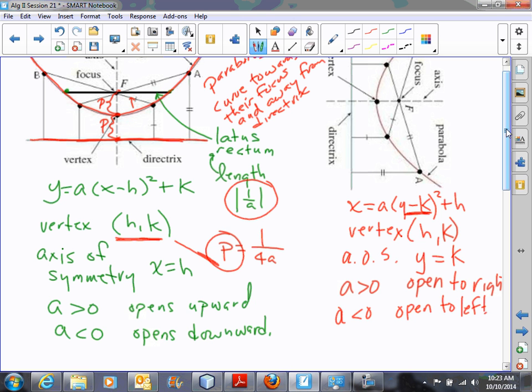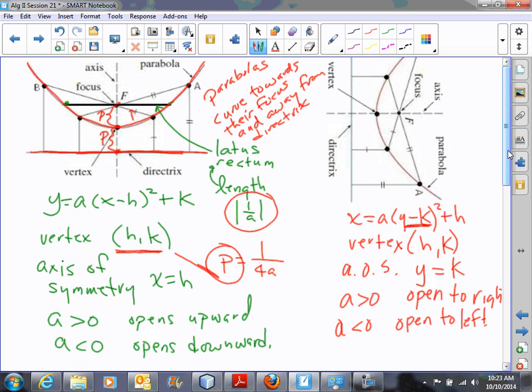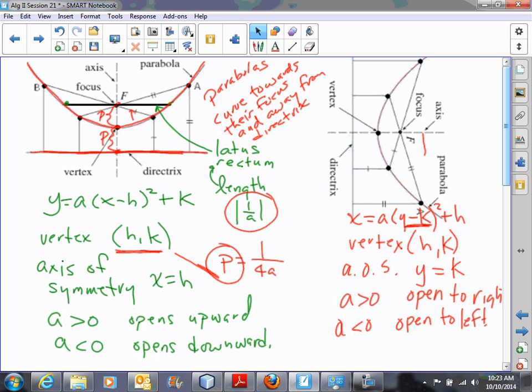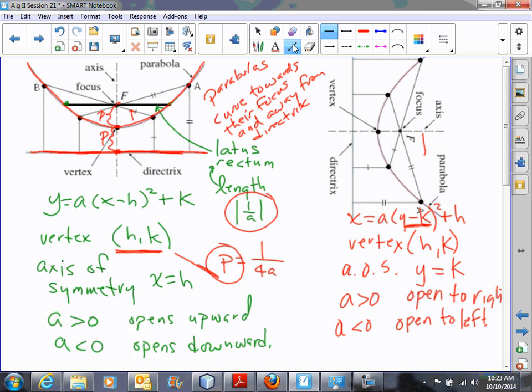Now, it's still true. We still have the latus rectum. This time, the latus rectum is here. Notice that it's still parallel to the directrix. It still goes to the focus. It still joins 2 points on the parabola curve. Its length is still the absolute value of 1 over a.